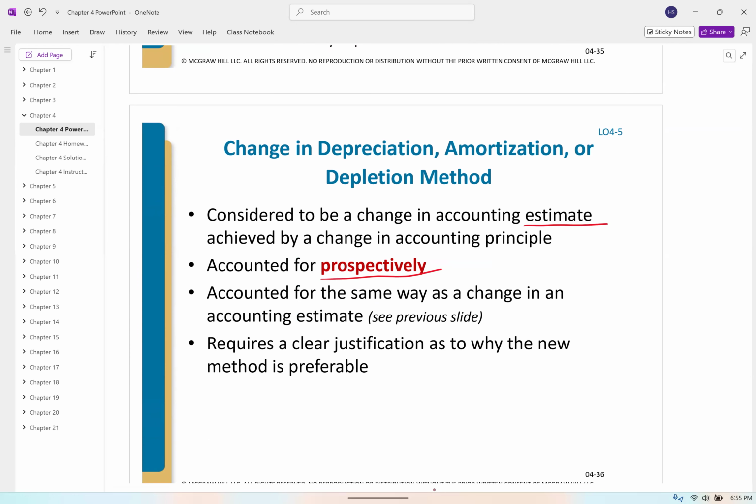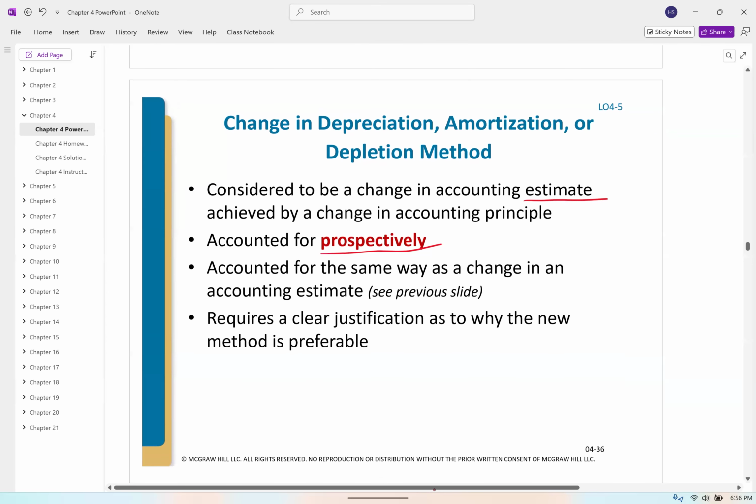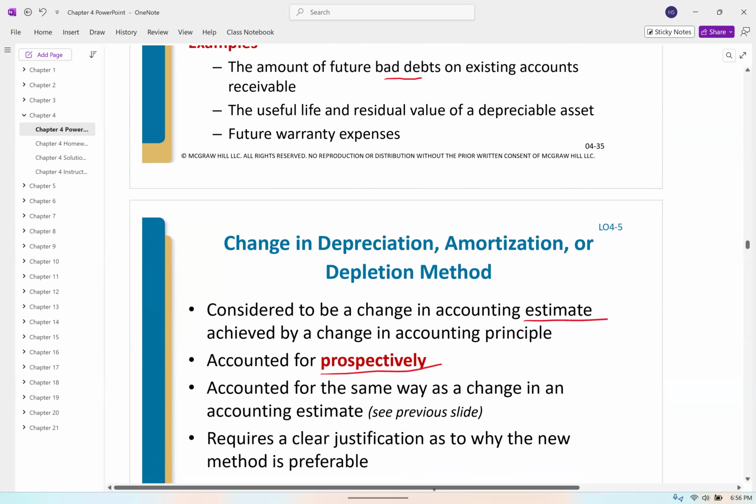So you can almost look at a lot of changes for property, plant, and equipment, intangibles, and natural resources as having the same rules. Okay, so they go prospectively because we may change how we estimate it. We may change which depreciation method may work better. So it works exactly the same way as a change in estimate.